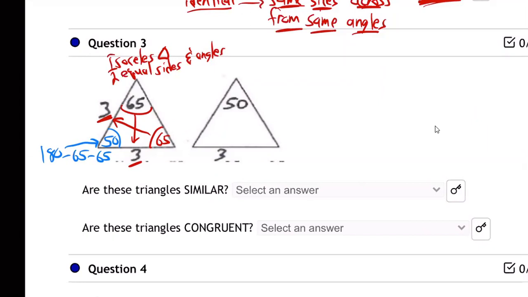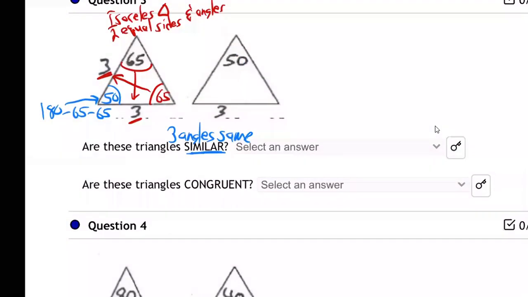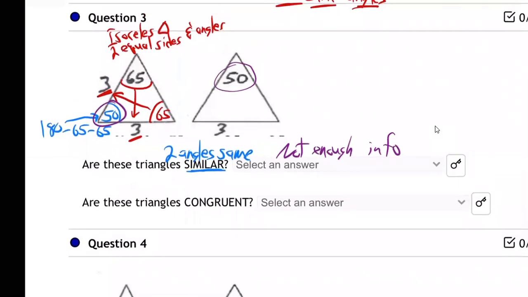Okay, so now let's go down to the question. Are they similar? What do you got to have to be similar? Three angles the same. Really just two, because that proves the third angles are. So anyway, do we have two angles in one triangle that are the same as two angles in another triangle? Well, we have one. We have the 50 and the 50, but no, this is not enough info.